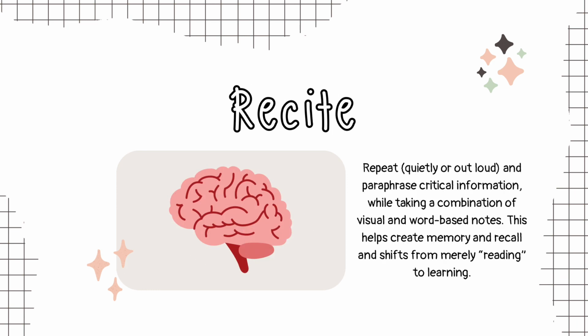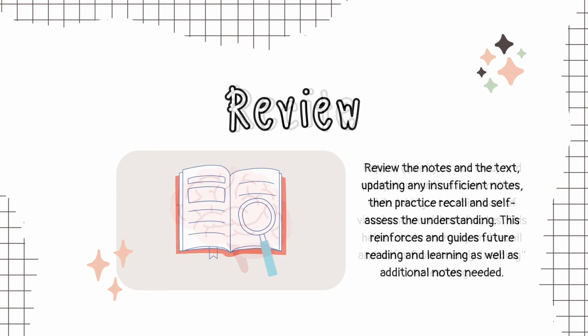Step 4. Recite. Recite the information by paraphrasing and summarizing notes without looking at the text, as well as answering the questions formulated. This step promotes better memory and remembering the information from the text, which retrains the mind to concentrate and learn. Summarizing or paraphrasing the critical information in the text helps with conceptualizing the material, thus this helps create memory and recall.